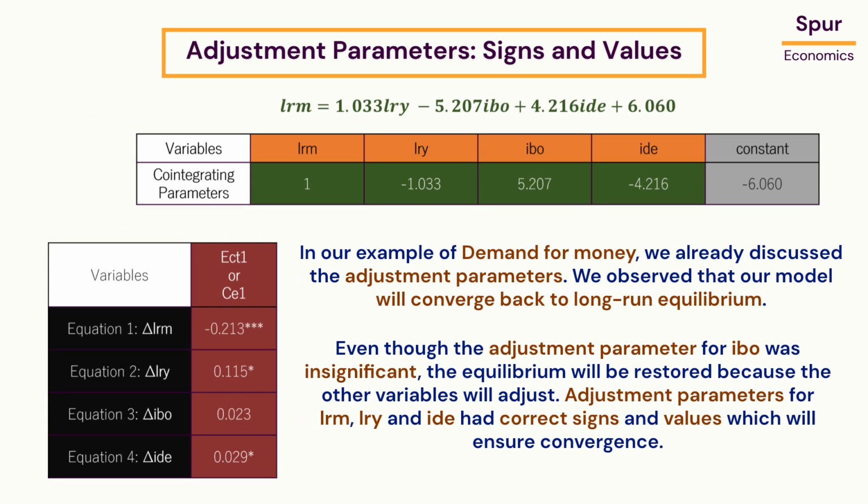In our example of demand for money, we already discussed the adjustment parameters. We observed that our model will converge back to long-run equilibrium. Even though the adjustment parameter for IBO was insignificant, the equilibrium will be restored because the other variables will adjust. Adjustment parameters for LRM, LRY, and ID had correct signs and values which will ensure convergence.